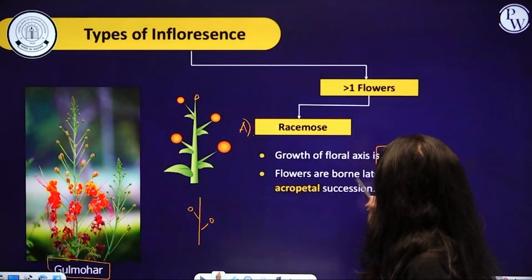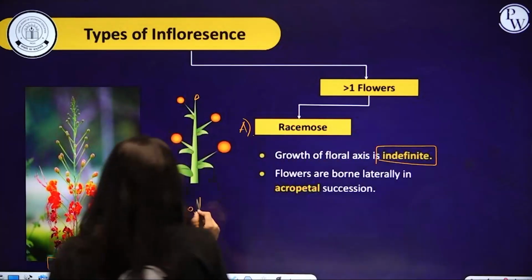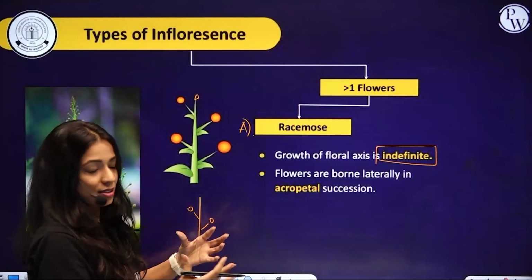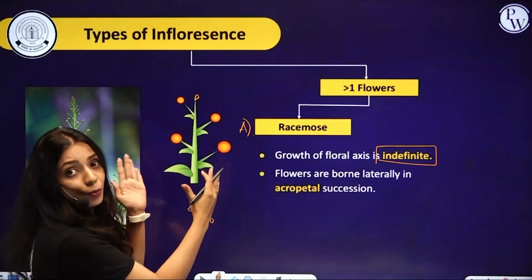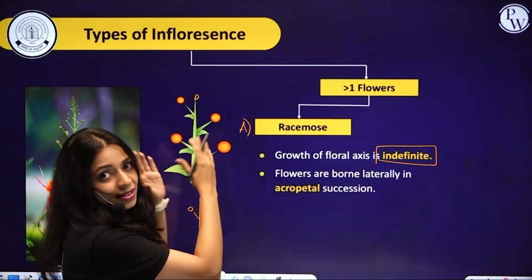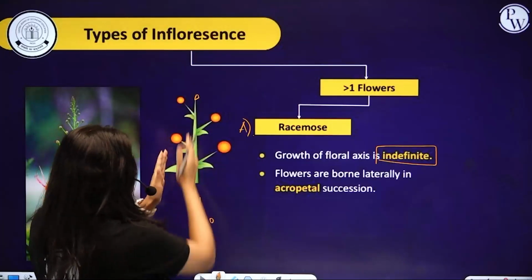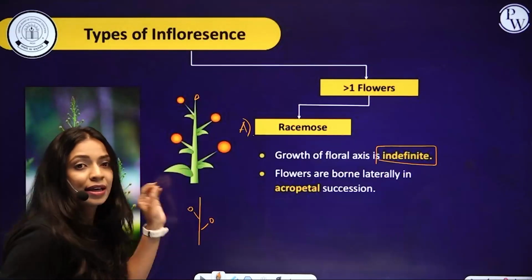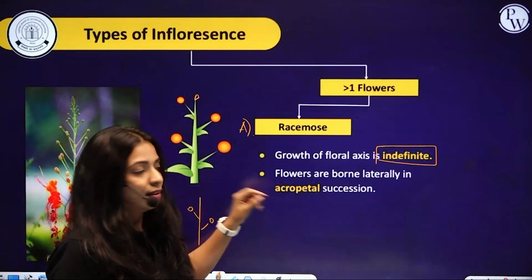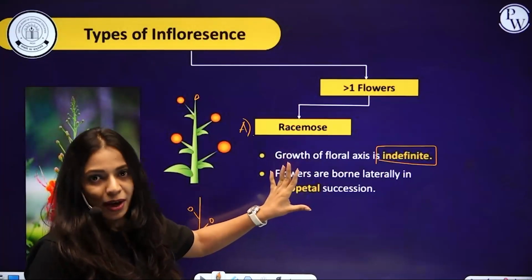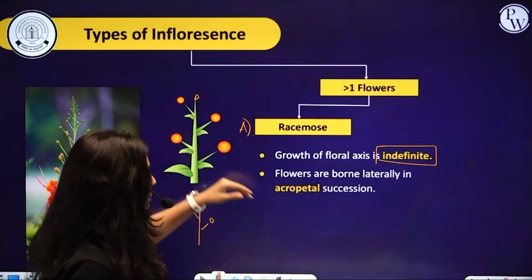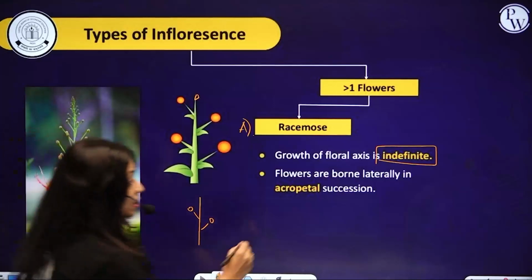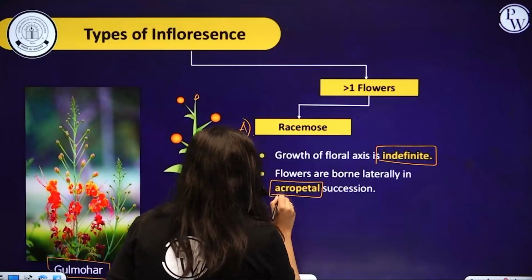If you look at the arrangement of flowers, you can see all of these circles here are representation of flowers. You can see that the flowers are borne laterally. Lateral means sides. Okay. You can see from the floral axis, the flowers are arising from the sides. That is called lateral. Lateral anywhere in biology means from the sides. Okay. So flowers are borne laterally in acropetal succession. This is an important term for you to understand.